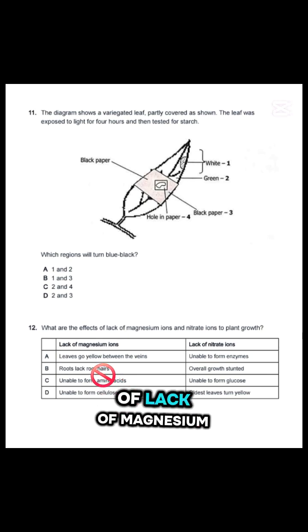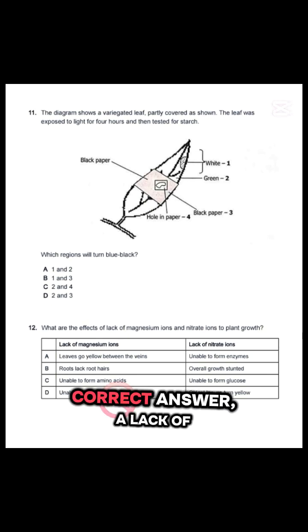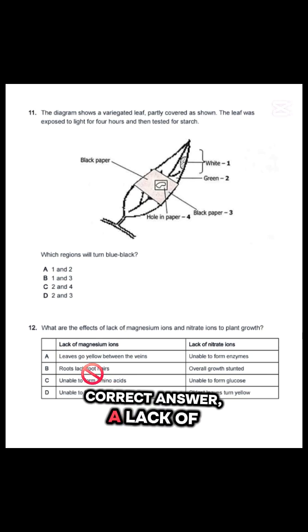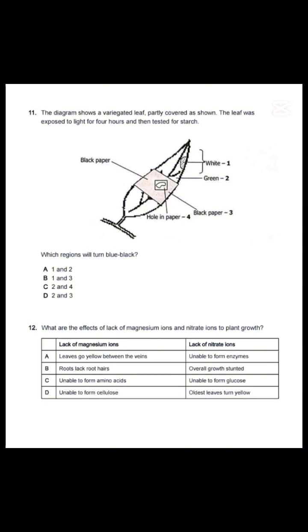12. What are the effects of lack of magnesium ions and nitrate ions to plant growth? Correct answer, A. Lack of magnesium ions, leaves go yellow between the veins. Lack of nitrate ions, unable to form enzymes.